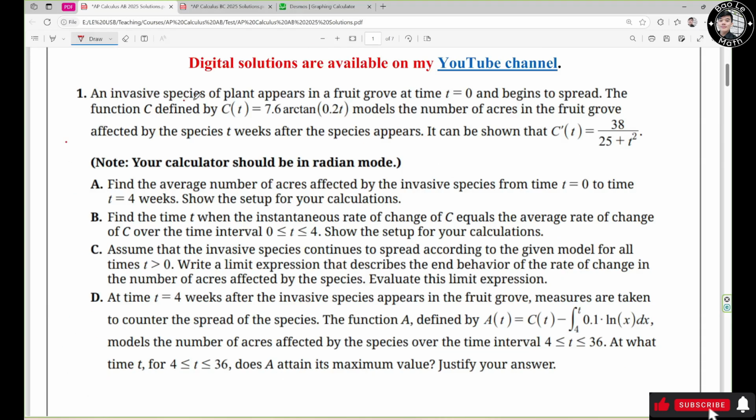An invasive species of plants appears in a fruit grove at time t equals 0 and begins to spread. The function C of t is given by this, and C prime of t is given by this one, where t is measured in weeks. Now, question A: find the average number from time t equals 0 to time t equals 4.